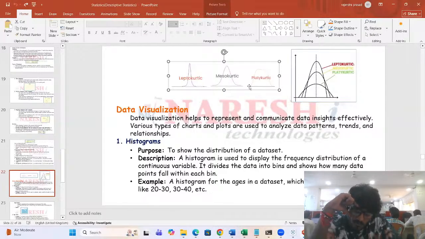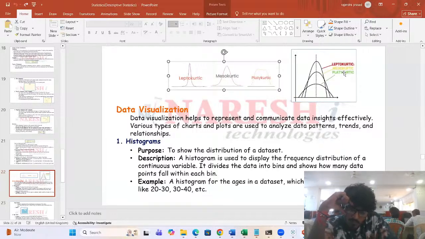See how normal it is looking. Platykurtic means the kurtosis value is less than 0 or less than 3. See the peakedness, like this. See here also, high peakedness, leptokurtic. Zero peakedness means normal, then mesokurtic. Very low peakedness is platykurtic. Leptokurtic, mesokurtic, and platykurtic.